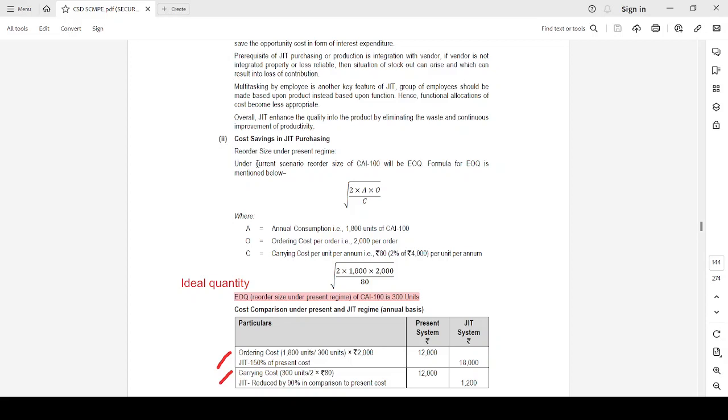Multitasking is another key feature of JIT, so employees should be motivated to multitask. Similarly, the bonus or other overtime cost has to be paid to the employees. So these are things to be considered while we are focusing on the JIT method of production.